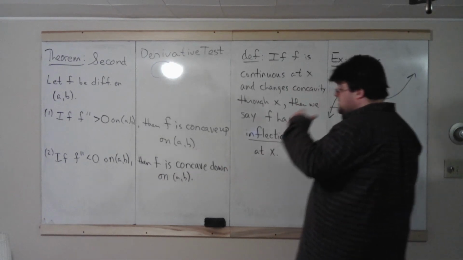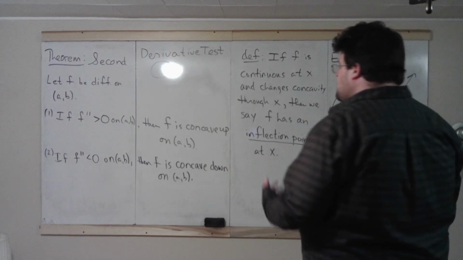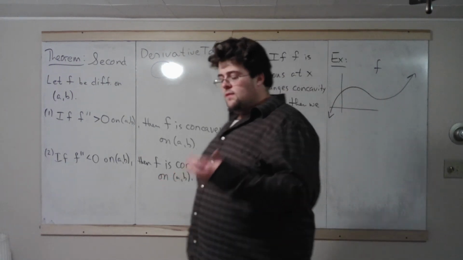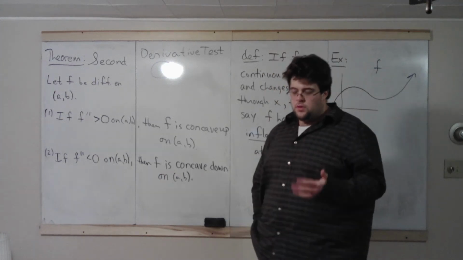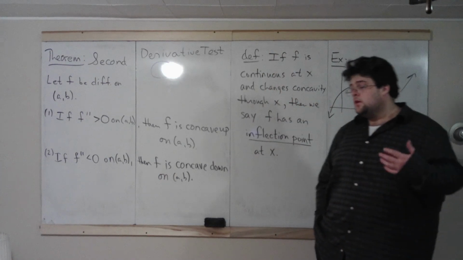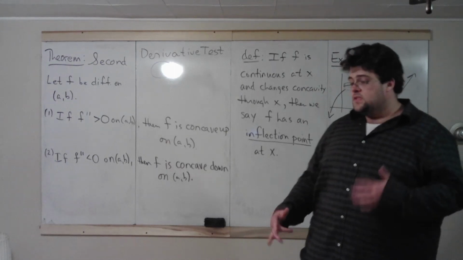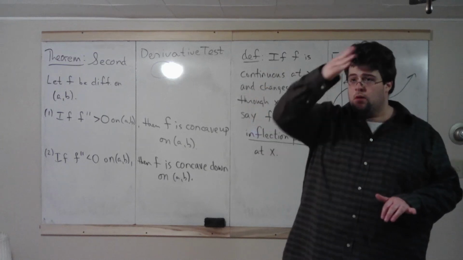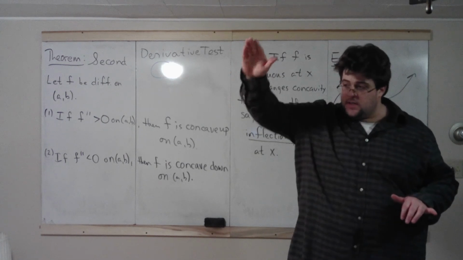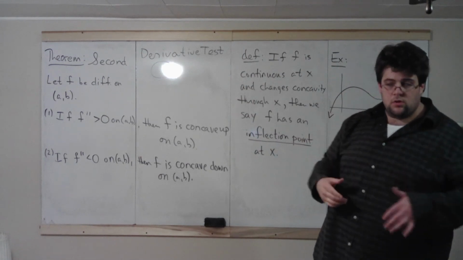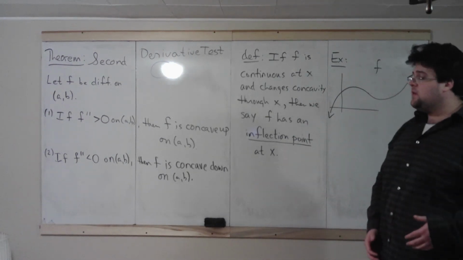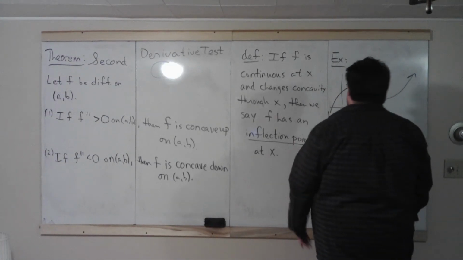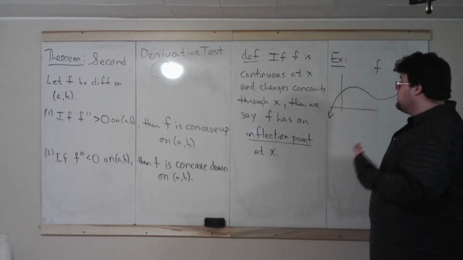Positive up, negative down. Now, what happens when concavity changes? What does it look like when concavity changes? Because with the first derivative, we were able to visually see what happened when the signs of the first derivative changed. When it went from increasing to decreasing, we had this local maximum. When it went from decreasing to increasing, we have this local minimum. What happens with concavity? Well, we'll see in a moment that we need the function to be continuous to see what we want to see. And we'll define that here.